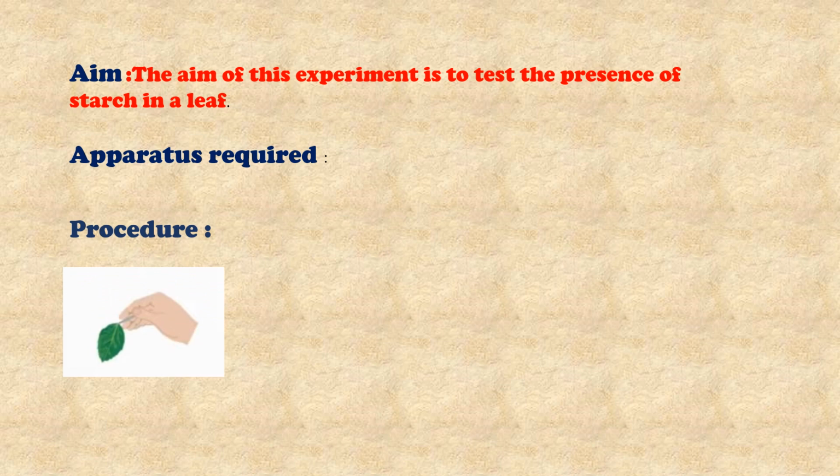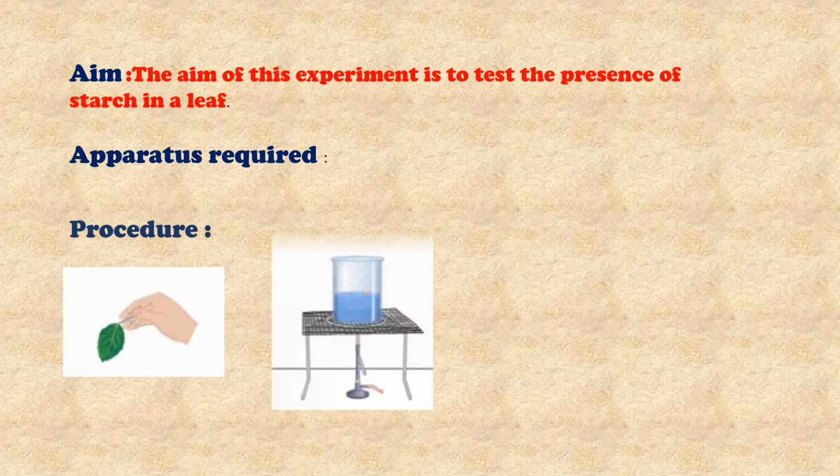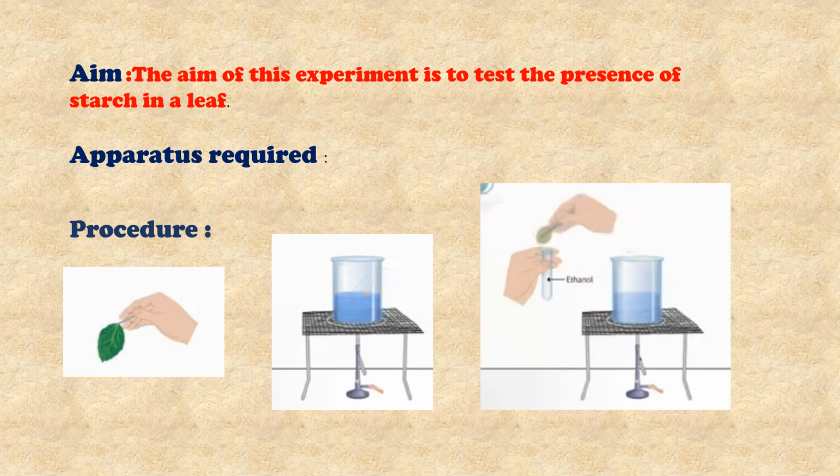Procedure: take a leaf which is well exposed to sunlight. Place the leaf in a half-filled water beaker and heat it under the spirit lamp. By boiling the leaf, we can easily break down the cell membrane and it is more permeable to iodine solution.